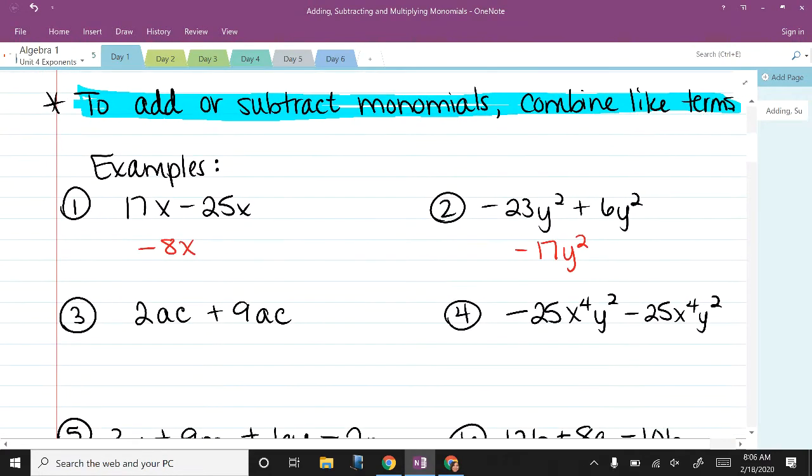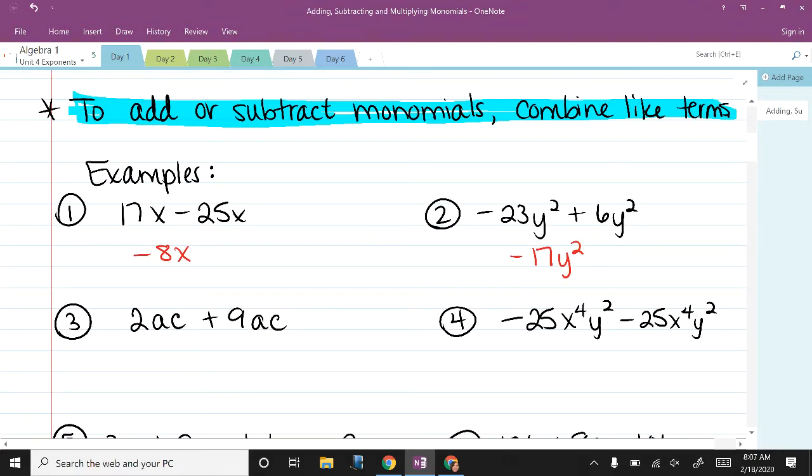All right, then they start throwing more variables at us, but if they have the exact same amount of A's and the exact same amount of C's, then they're like terms. So do you think 2AC and 9AC are like terms? Yep, and it says just to add them together. So what's 2AC plus 9AC? 11AC. You do not make it an A squared and a C squared when you're adding and subtracting. You just keep it the same variable as it already is.